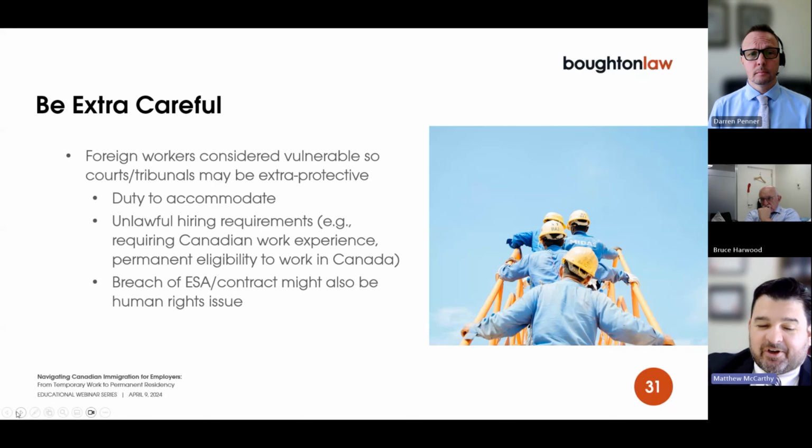because foreign workers are generally speaking considered to be vulnerable to abuse or unlawful employer behavior. A court or a tribunal or any kind of administrative decision maker is likely to look at a foreign worker as being particularly vulnerable because they don't necessarily know their rights, because they may have certain vulnerabilities with respect to their work permit status, etc. So for that reason, those bodies may be extra protective of those employees.